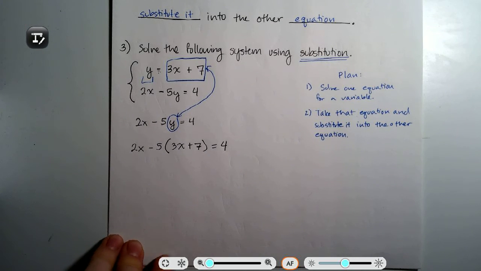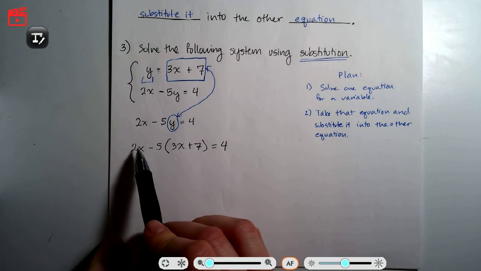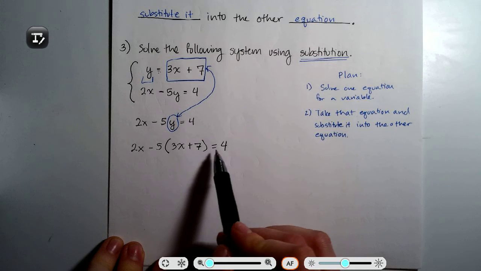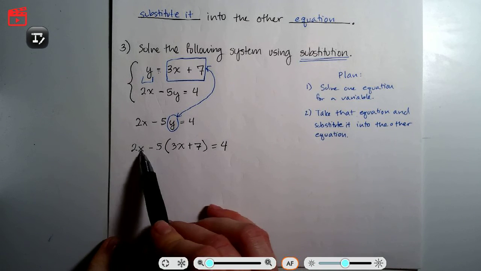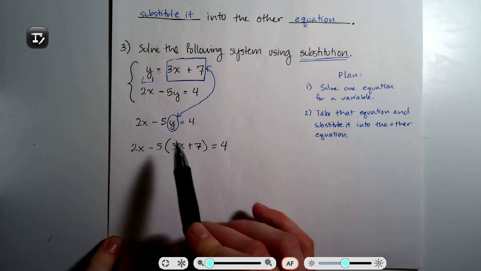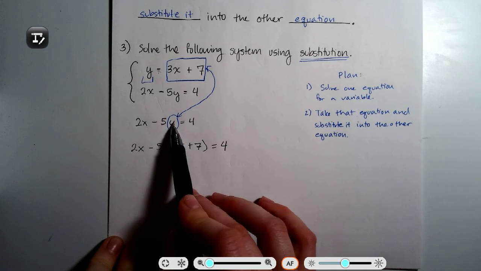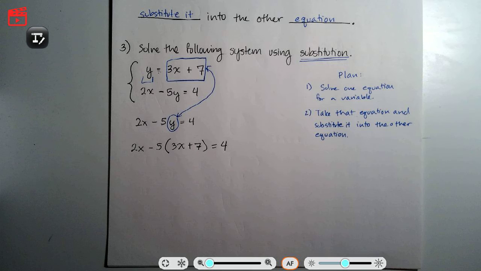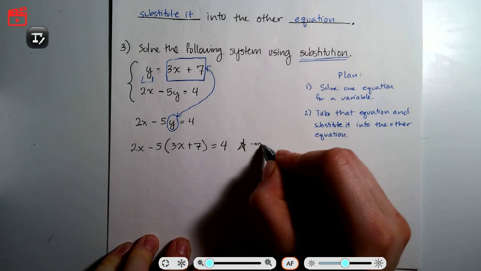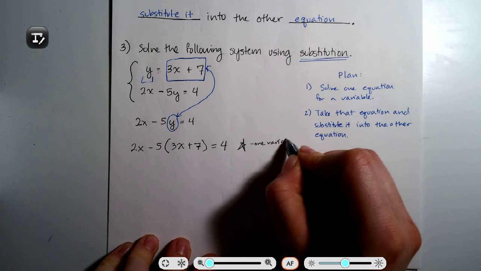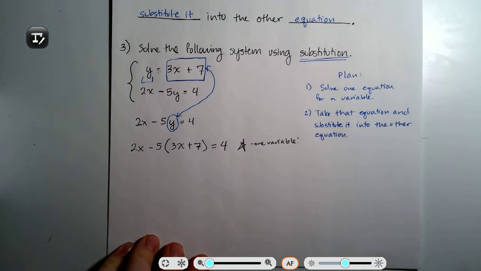And notice this. I now have an equation in only one variable. I know how to solve these. See, there's only an x variable. Before, I had an x and a y variable. That was hard to solve. But when I substituted with the other equation, I now have an equation in only one variable, which I know how to solve.